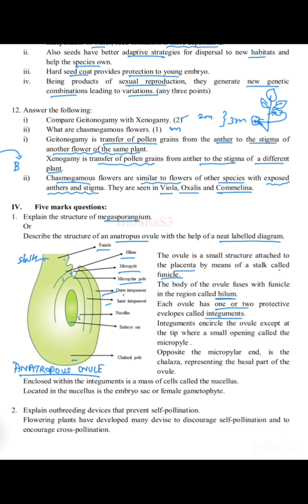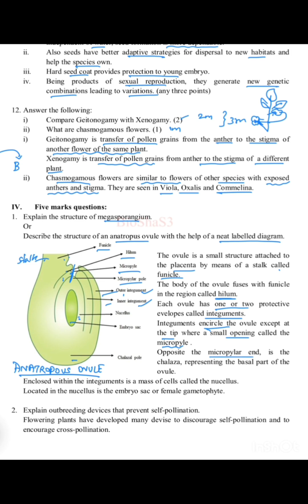Each ovule has 1 or 2 protective envelopes called integuments. You have the outer integument and then the inner integument. Integuments encircle the ovule except at the tip, where there is a small opening called the micropyle. So here you can see the small opening. This is called a micropyle.